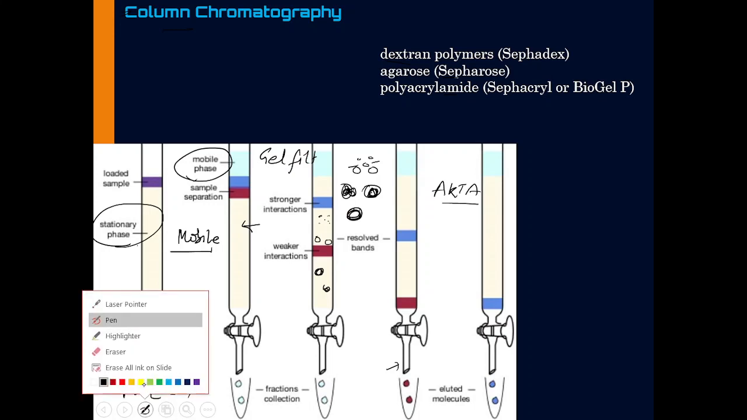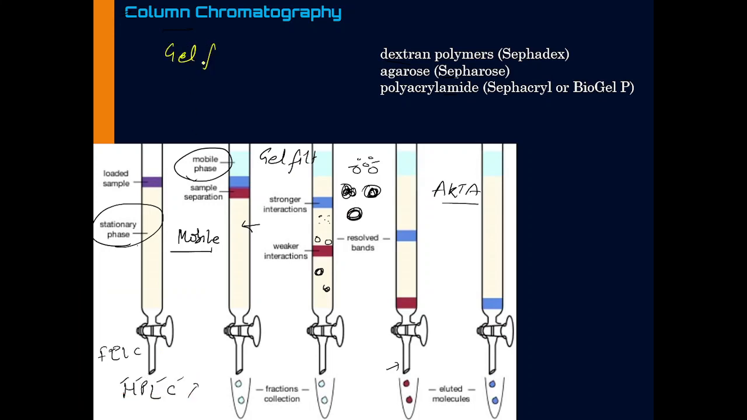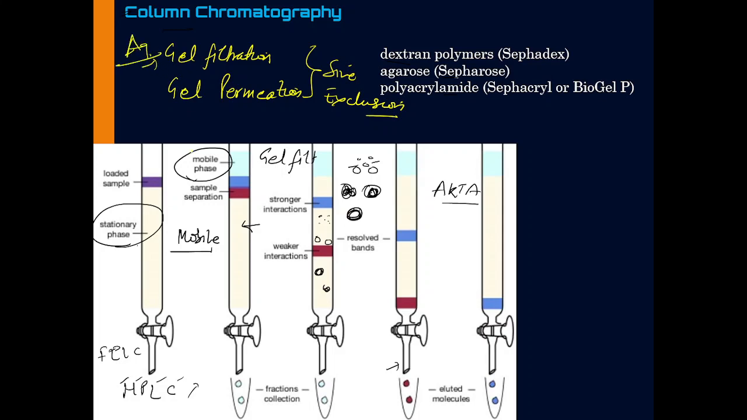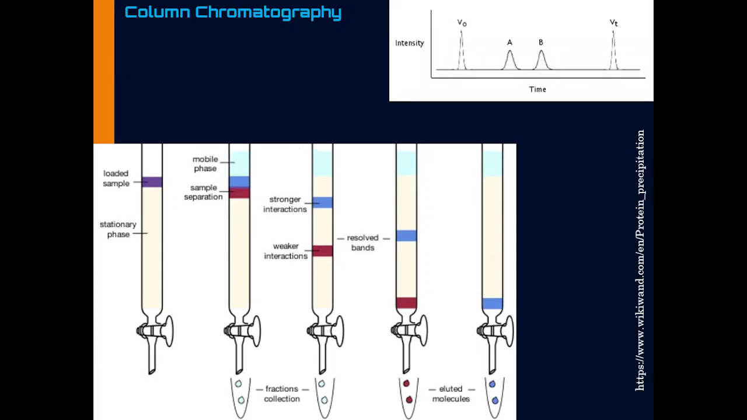So let me write here: gel filtration chromatography, based on size. Some places you will find it written as gel permeation chromatography, and both come under size exclusion, which is the broad term, size exclusion chromatography. Gel filtration is when you use an aqueous solution as the mobile phase, and if you use an organic solvent, then it is called gel permeation. But essentially, it is based on size difference. So that is one way to separate your protein.